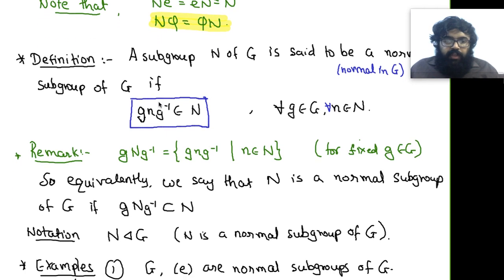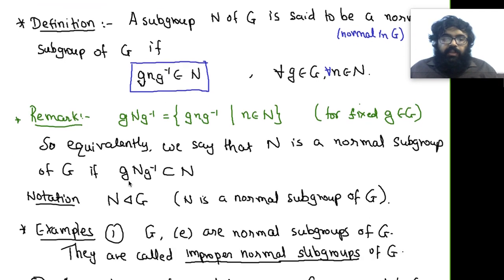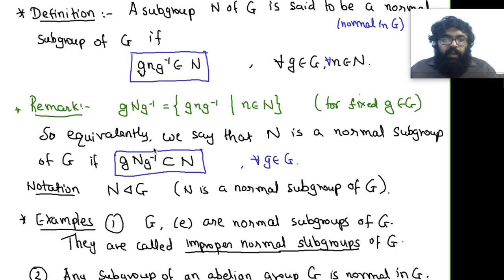Equivalently, these elements g n g inverse are elements of this set. So we can say that g N g inverse is a subset of N for every g in G, because it is true for every g. But what about the reverse inclusion? This is already included in N. Can we show that N is a subset of g N g inverse? That is our next result: in fact, they are equal.